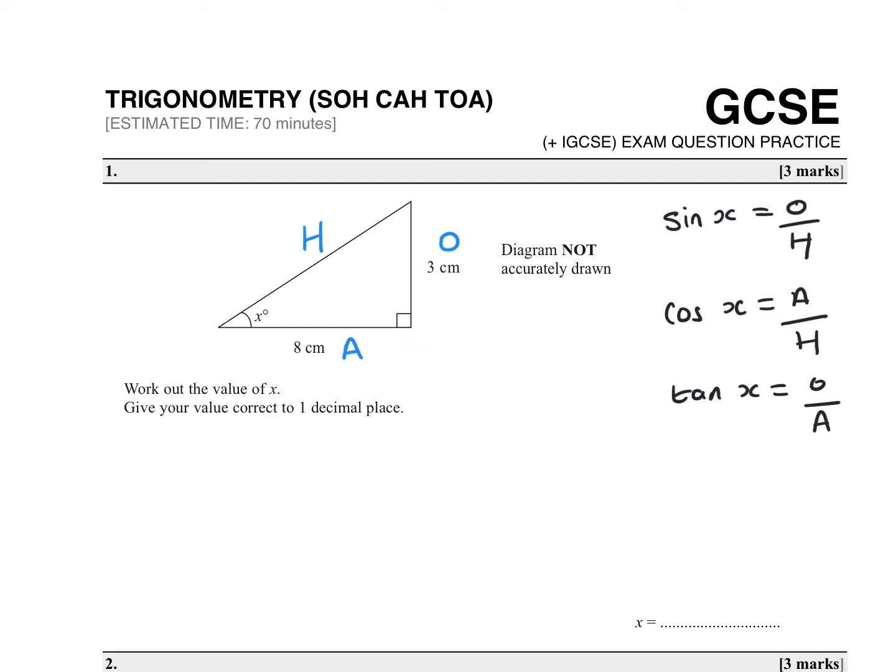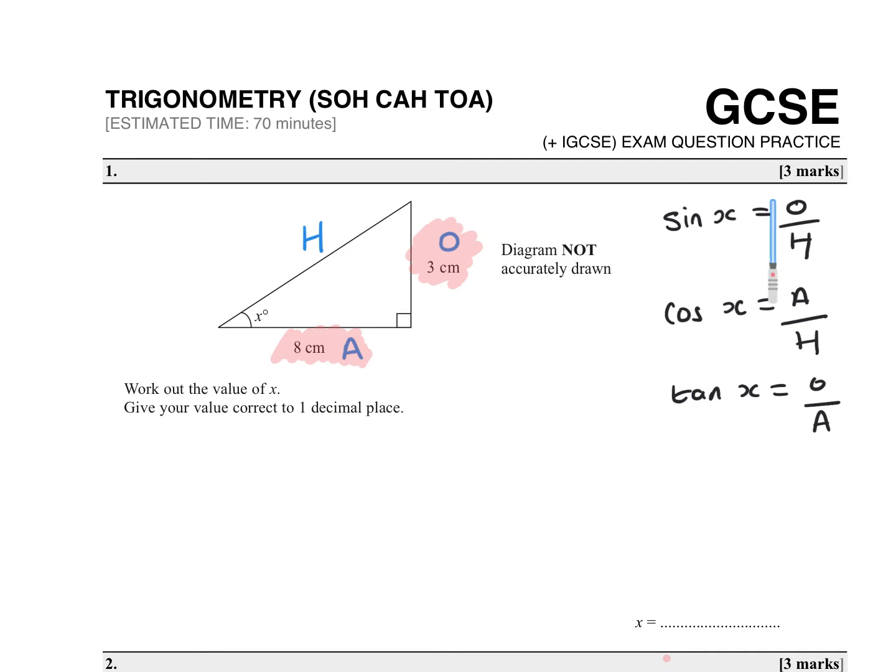What we're going to do now is, what information do we have? So I'm going to use a highlighter because I love a highlighter. Do we have any information for H? No. Do we have any information for A? Yes. A is in fact 8. Do we have any information for O? Yes. O is in fact 3. So that means I have A and O.